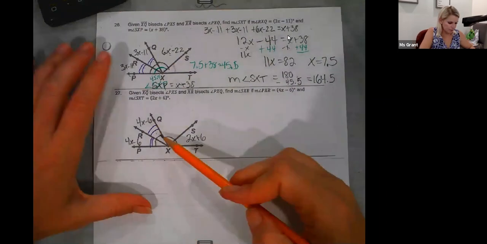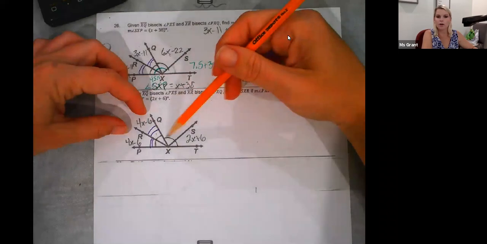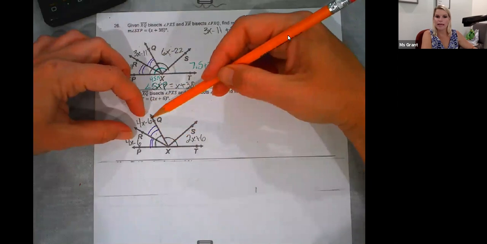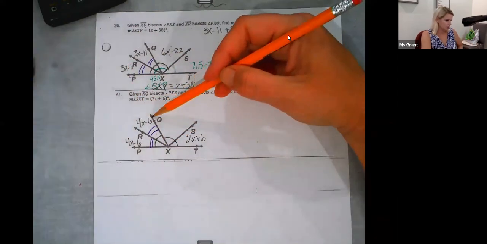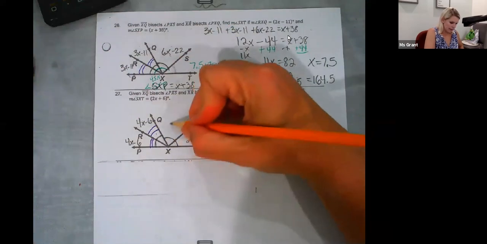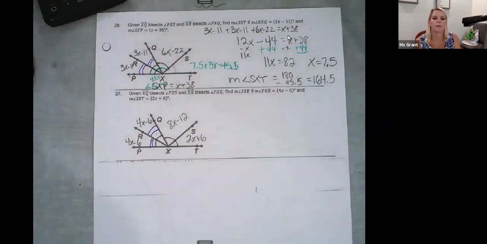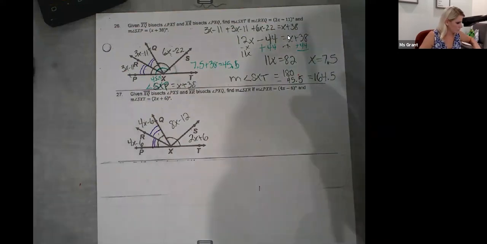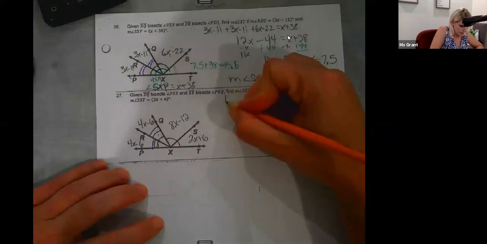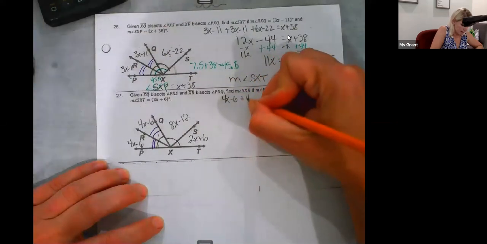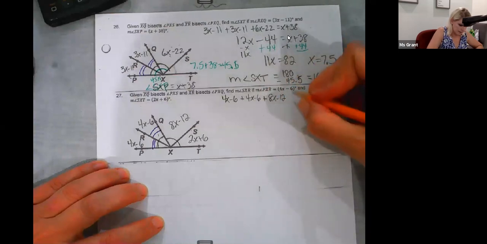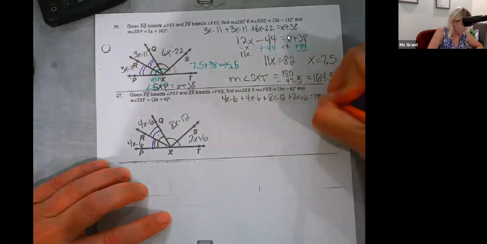Remember how this pencil and this pencil are congruent? This pencil is 8x minus 12, so this pencil is 8x minus 12. Now that I have all four parts, I can add all four of those up, and that adds up to 180. Here we go. 4x minus 6 plus 4x minus 6 plus 8x minus 12 plus 2x plus 6 equals 180.